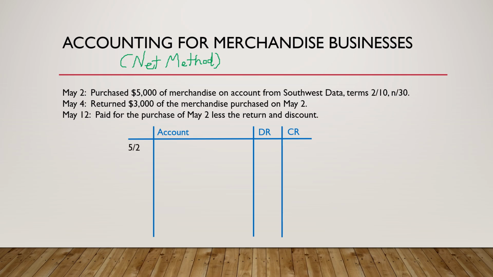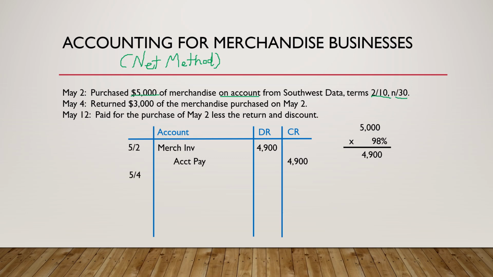May 2nd, purchased $5,000 of merchandise on account from Southwest Data, terms 2/10, net 30. Debit merchandise inventory and credit accounts payable. For the amount, multiply the $5,000 gross sales price by 98% and use $4,900 in the entry. Under the net method, we record the purchase net of the discount because we presume we will pay in time to take advantage of it.